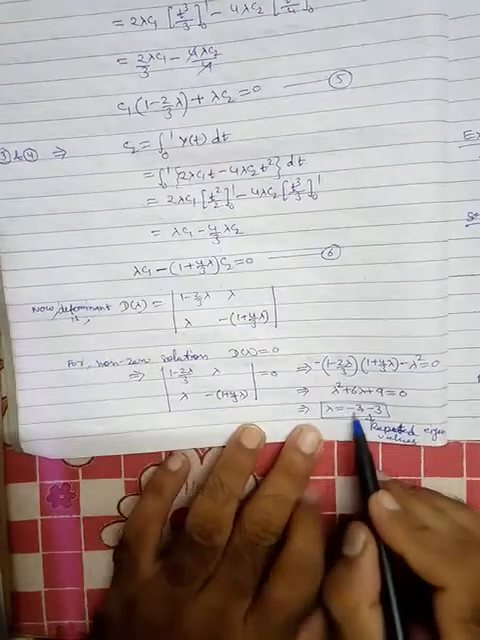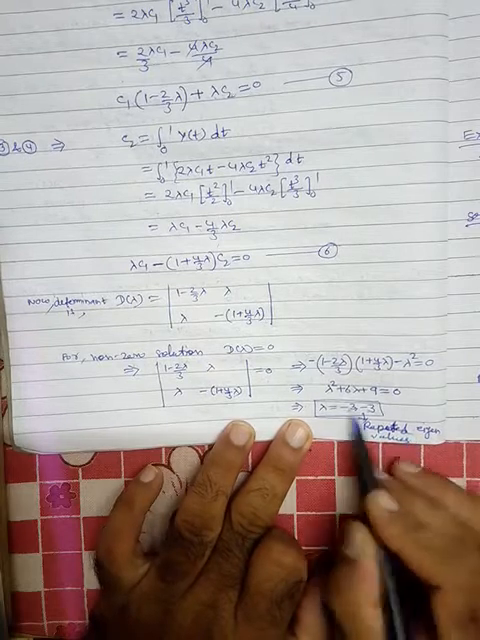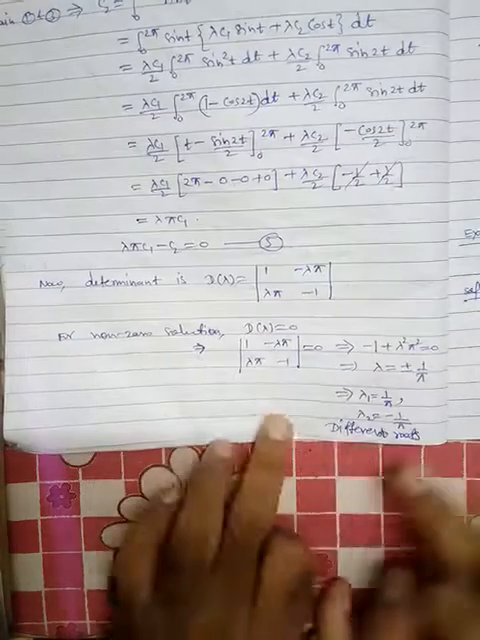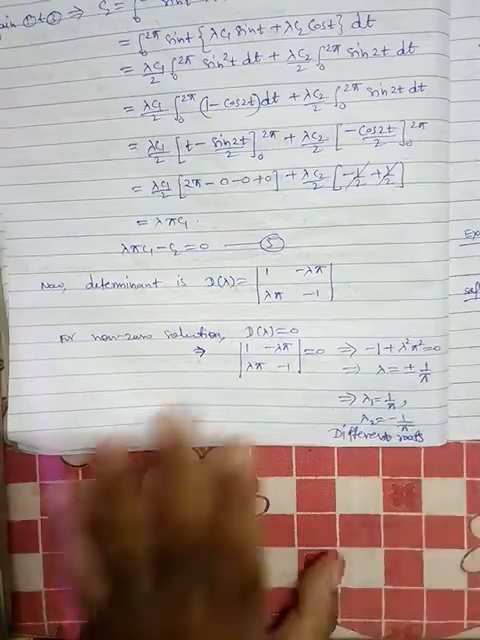However, in the previous example we had repeated roots. They were repeated, same roots. Here we have different roots. So the problem is different. Fine.